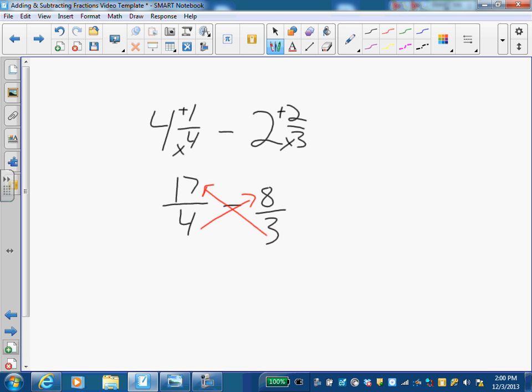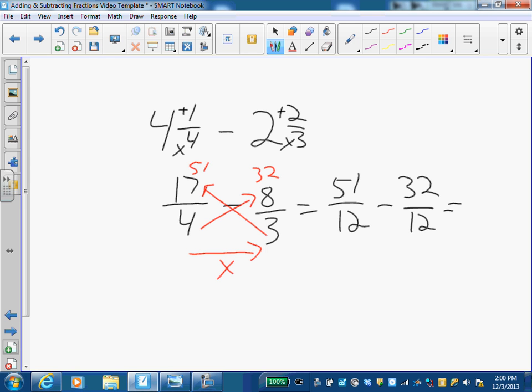Okay? I do my cross multiplication. 17 times 3 is 51. 4 times 8 is 32. And then I'm going to multiply my denominators. So I've got 51 over 12 minus 32 over 12. And I do my subtraction, and I get 19 over 12. And that's an improper fraction, but I can figure that out. 12 will go into 19 just once. 19 take away 12 leaves me with 7. So I'm left with 1 and 7/12.